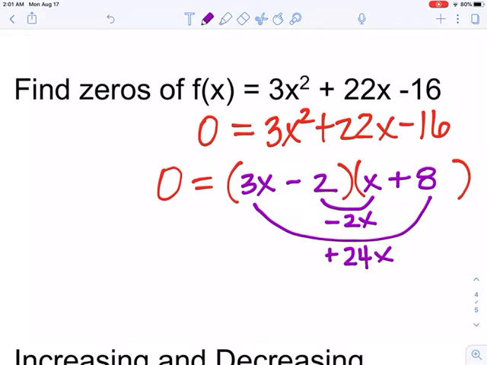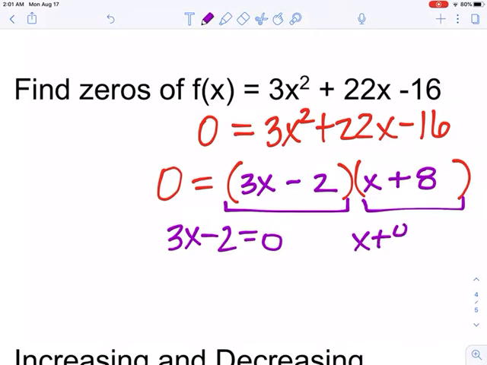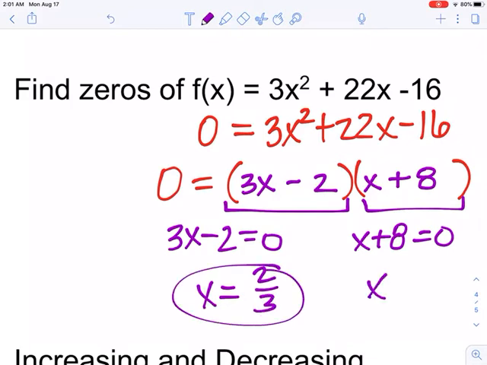Now that we have our trinomial factored, we can set each factor equal to 0. So 3x minus 2 equals 0, and x plus 8 equals 0. We add the 2 over and divide by 3. There's one zero, 2/3, and another zero would be negative 8.